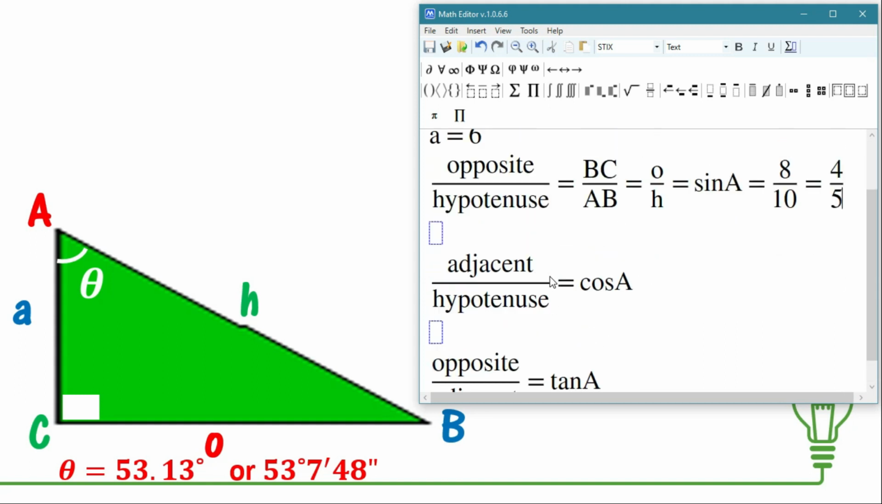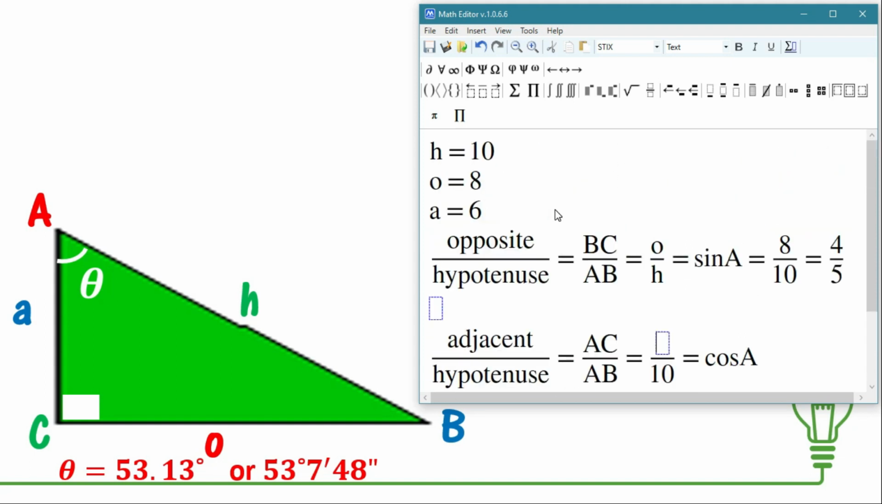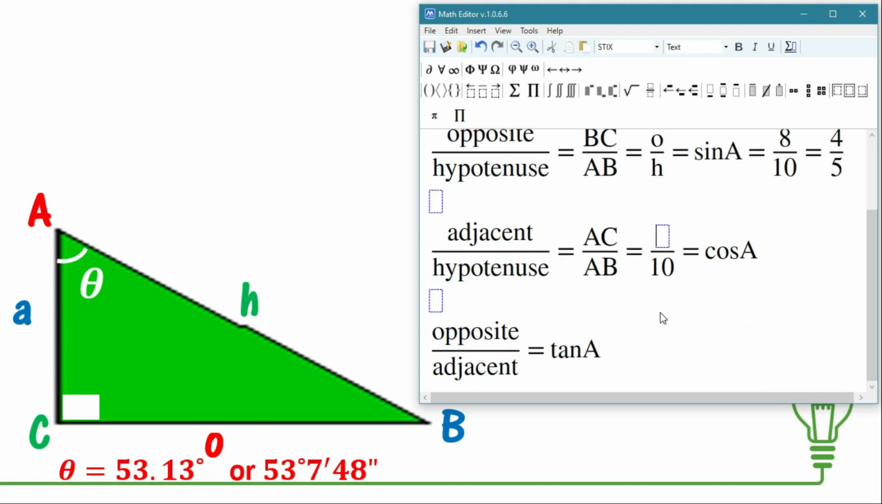Alright, next, let's proceed to the next ratio. That would be adjacent over hypotenuse. So let's name them again. We said that adjacent is side AC, and our hypotenuse would be side AB. Okay? And that would become the value of AC. The value of AC is, like we said earlier, AC is the adjacent, so that's going to be 6.